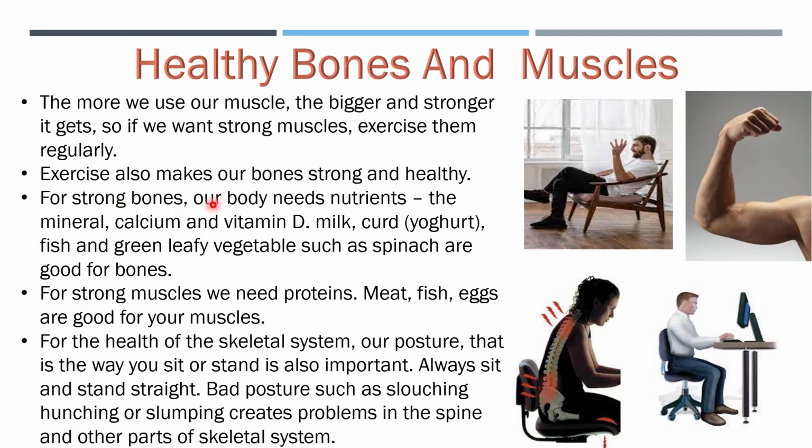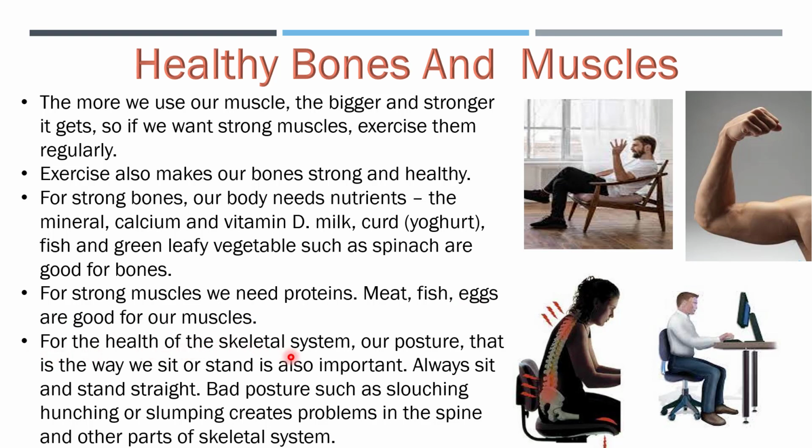For strong bones, our body needs nutrients, the minerals calcium and vitamin D. Milk, curd, yogurt, fish and green leafy vegetables such as spinach are good for bones. For strong muscles, we need proteins. Meat, fish, eggs are good for our muscles.